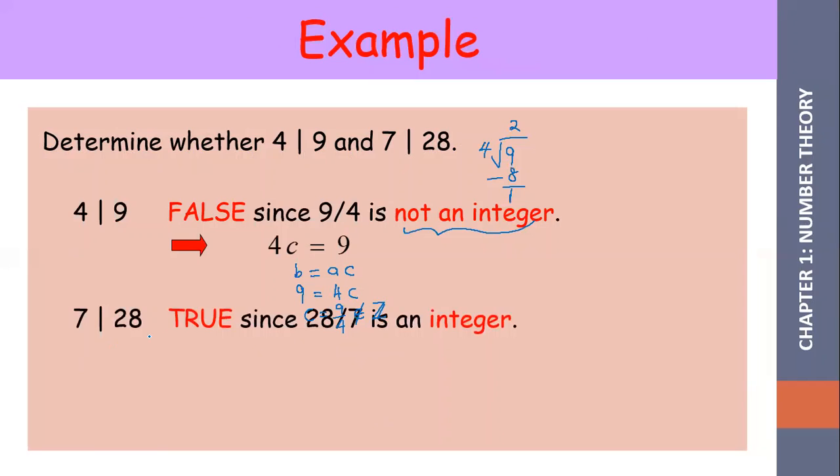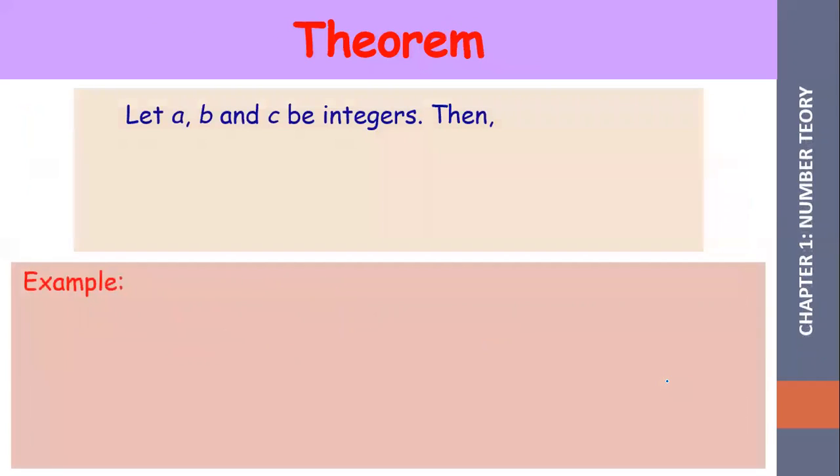So how about 7 divides 28? Yeah, 7 divides 28, since B, 28, is equal to A, which is 7, times C. What is C? C is 28 over 7, which is 4, an integer. So 7 divides 28. Okay, so we have a theorem regarding this. Let A, B, and C be integers. Then if A divides B and A divides C, we can say that A divides B plus C.